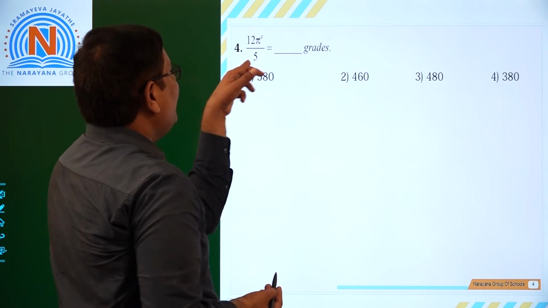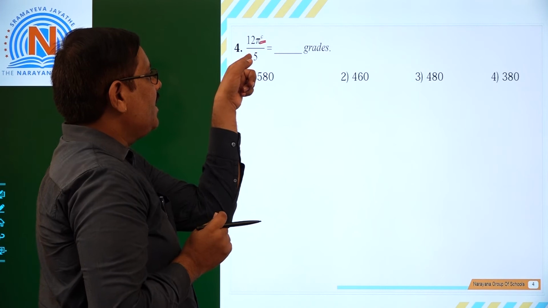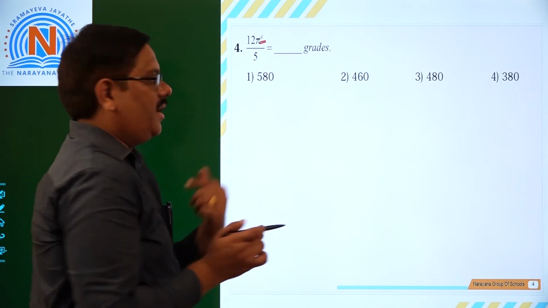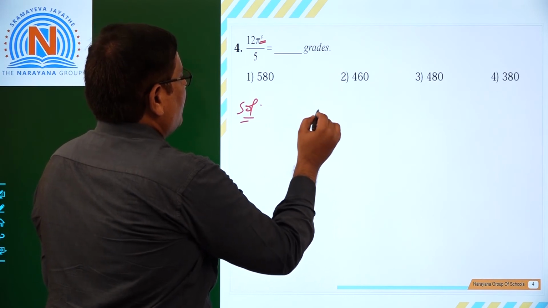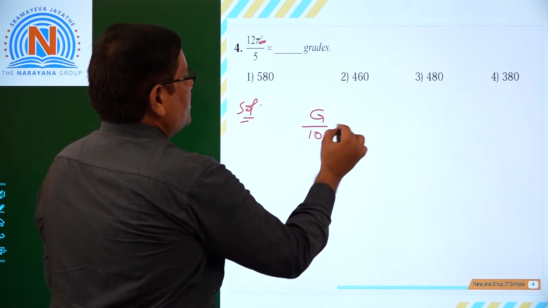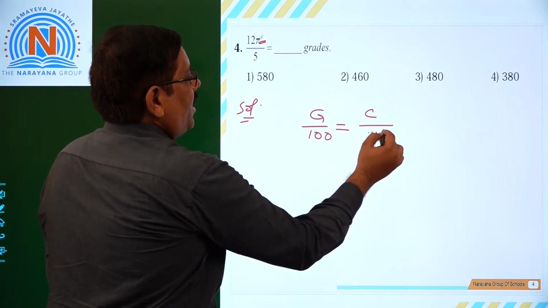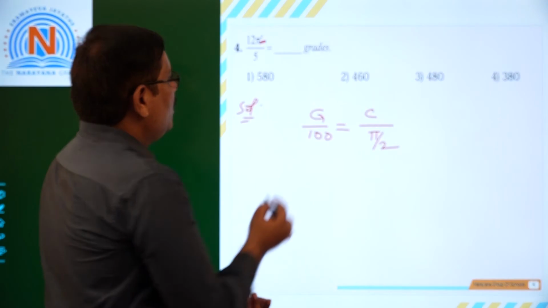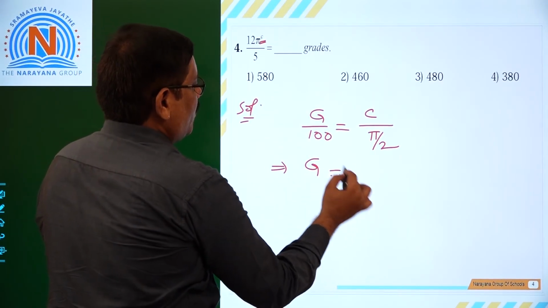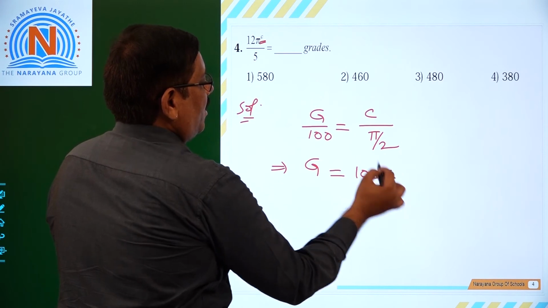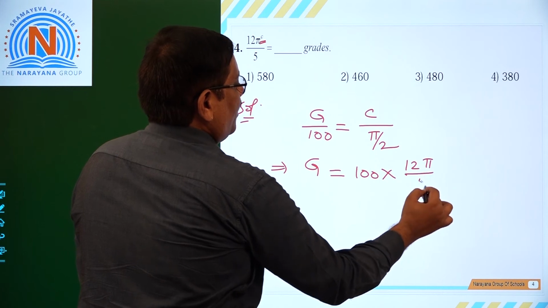12 pi radians by 5. This C stands for unit radians. So 12 pi by 5 radians is equal to how many grades? So the relation between grades and radians we have to take. Grade by 100 is equal to C, which stands for circular measure, that is in radians, by pi by 2. This is the relation we have. Now what is given? We are given the C value. So G is equal to 100 times what is C for us? 12 pi by 5.